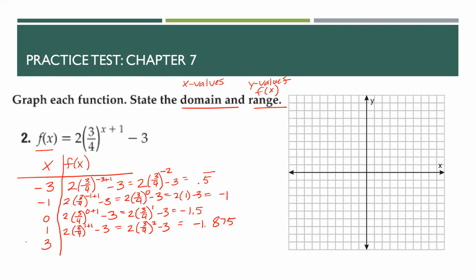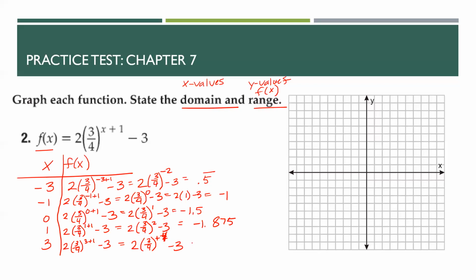And then finally, when you plug in 3 as your x value, 3 plus 1 minus 3, you end up getting 2 times 3/4 to the power of... I'm sorry, this ends up being +4, the exponent.